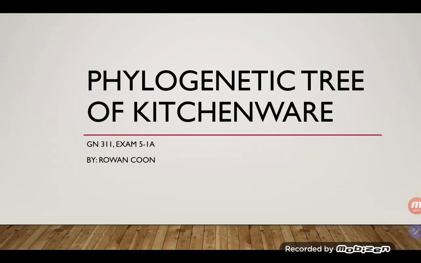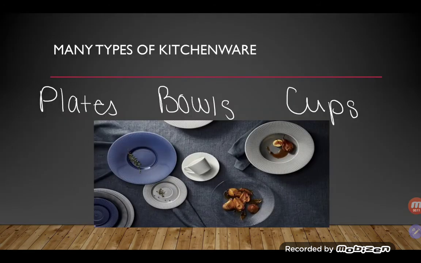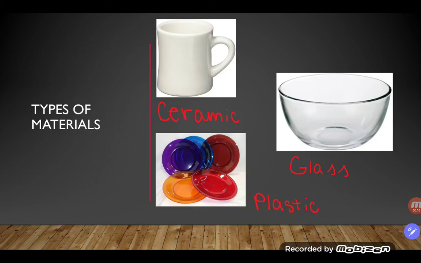All kitchenware stems from a common ancestor. However, there are many types of kitchenware made from a number of different materials, and it may be difficult to understand how they are related. Types of kitchenware include plates, bowls, and cups. The most prevalent types of materials include ceramic, glass, and plastic.